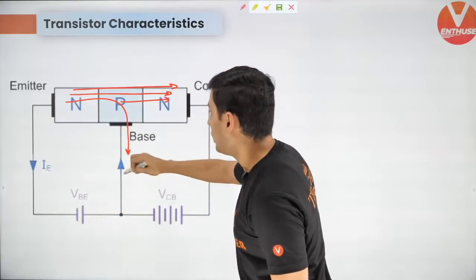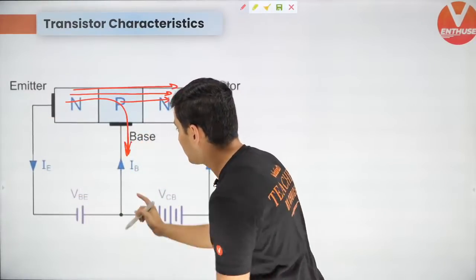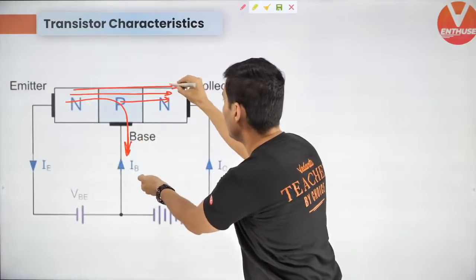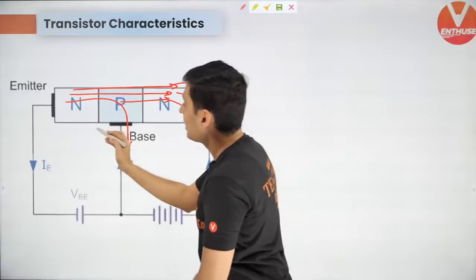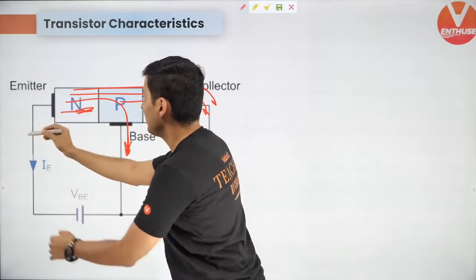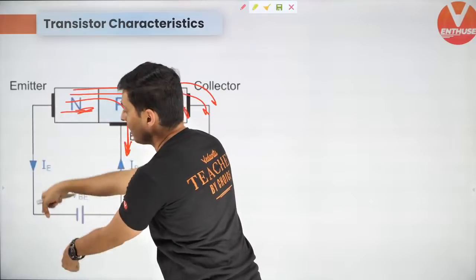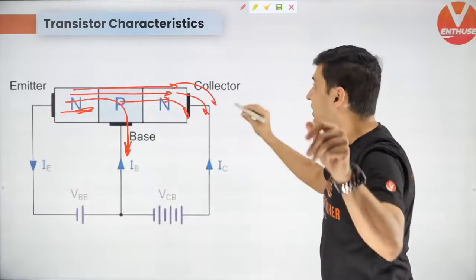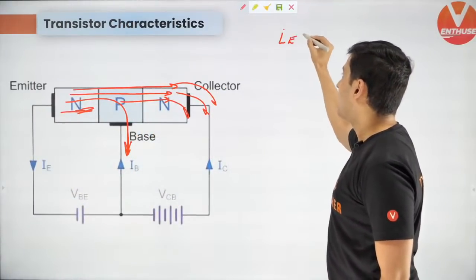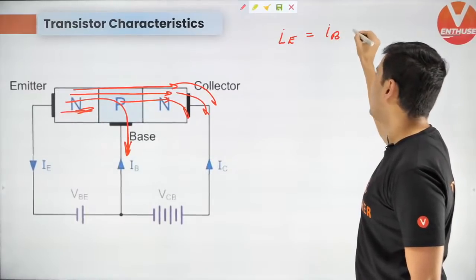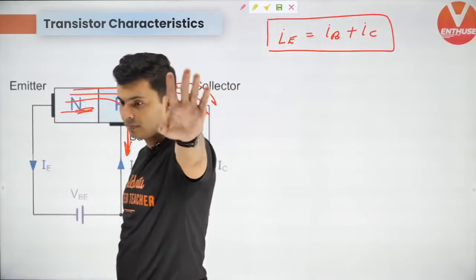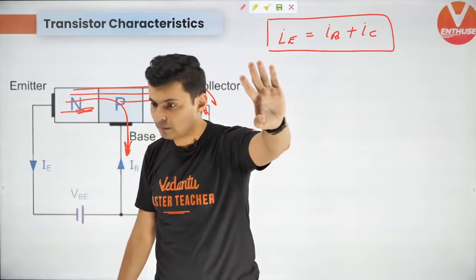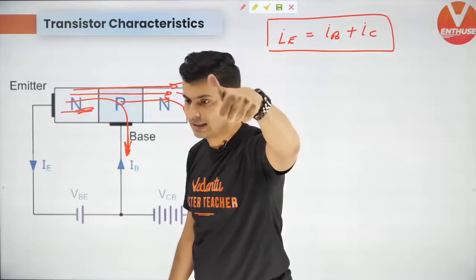Current is exactly opposite. If the electrons are coming out like this, base current is this way. If electrons are coming this way, that means collector current is this way. If from emitter side the electrons are going this way, that means emitter current is going this way. Isn't it obvious from this diagram? Emitter current is actually base current plus the collector current. Very important formula. You should know this. I hope this is clear.